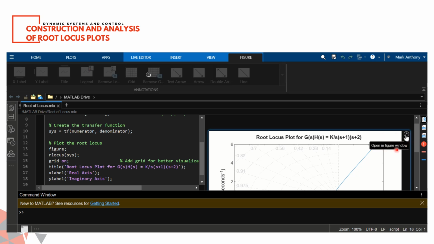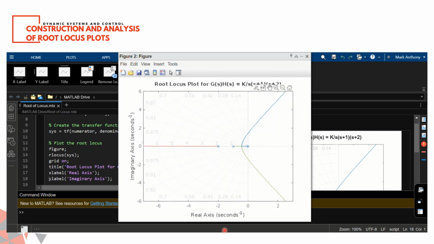Opening the figure window, here's the root locus plot for G(s)H(s) = K over s(s+1)(s+2), and these are our given poles: 0, negative 1, and negative 2. As you can see, we also have the response, the gain, the damping, overshoot, and frequency in rad per second. So this is our breakaway point, the calculated breakaway point, and the points in our root locus plot.